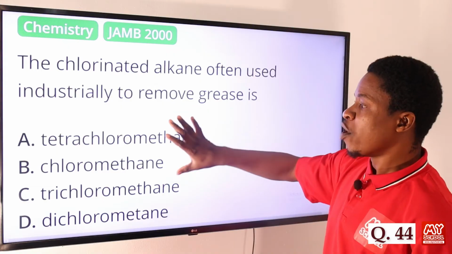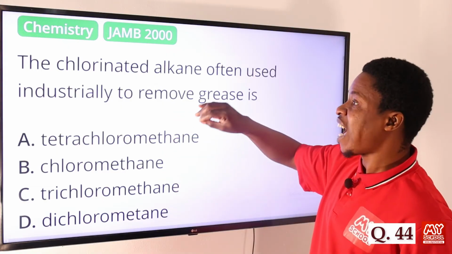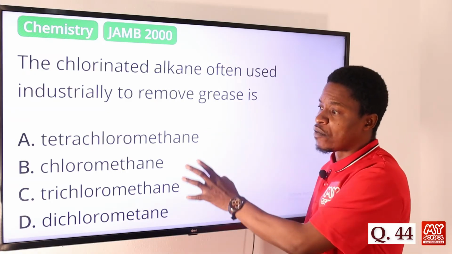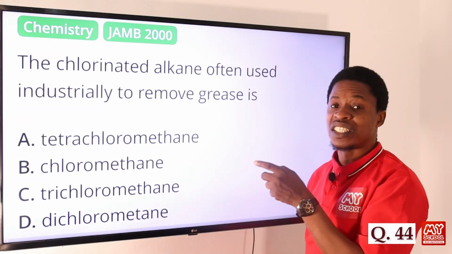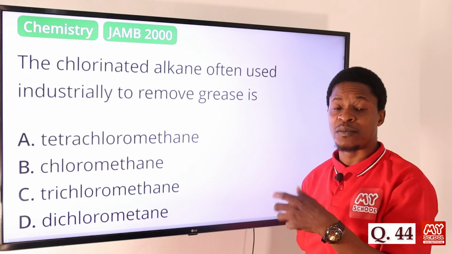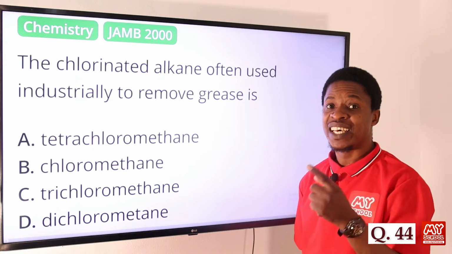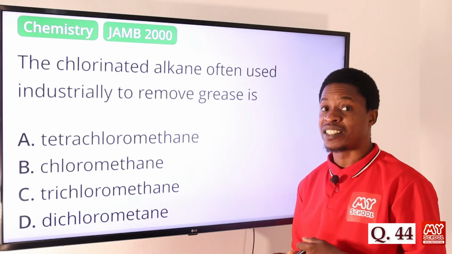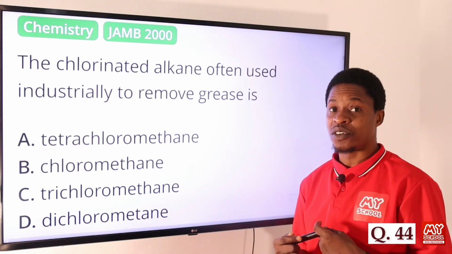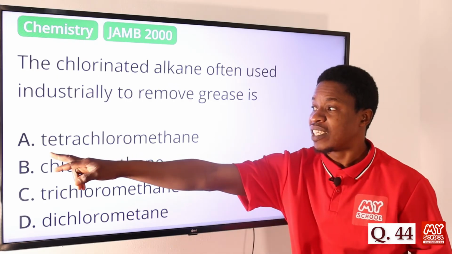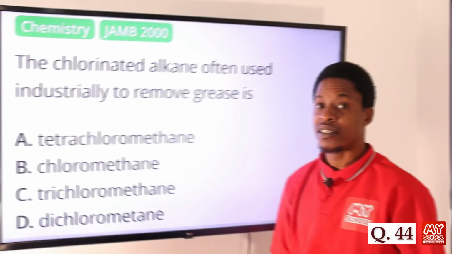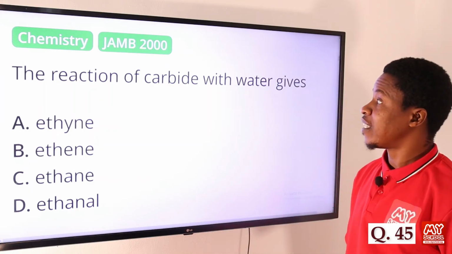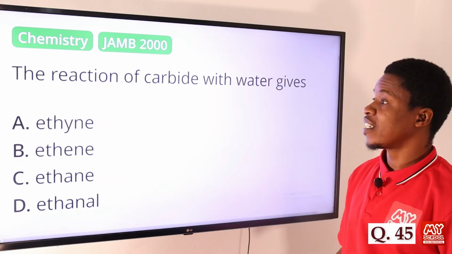So among all of these, which one is actually used industrially to remove dirt, to remove grease? It is tetrachloromethane, which means CCl4, that is the formula. So the correct answer is option A, tetrachloromethane. Question 45. The reaction of carbide with water gives what?